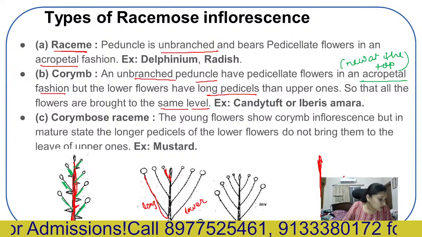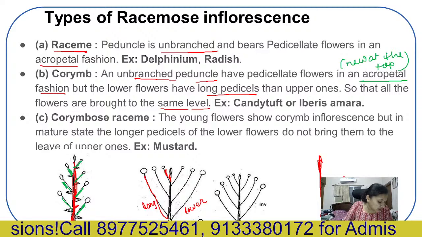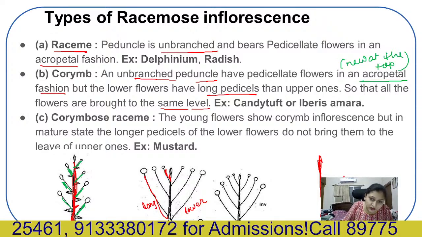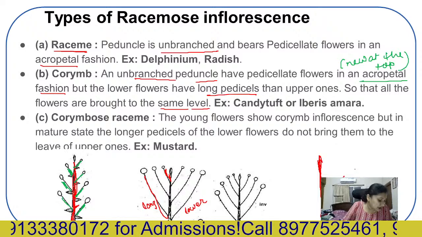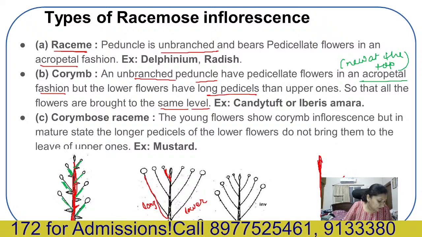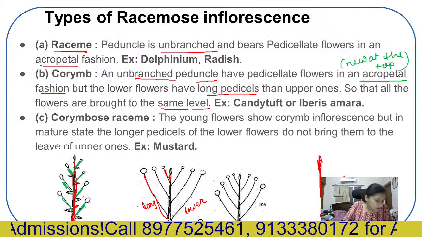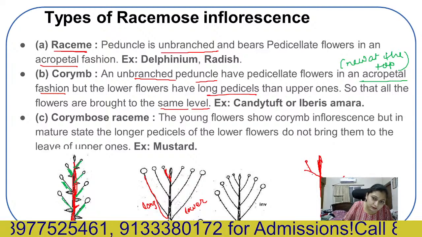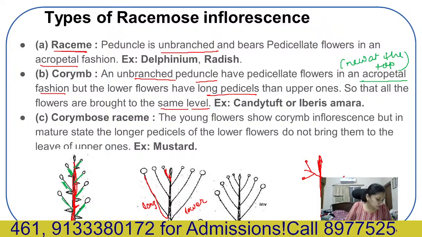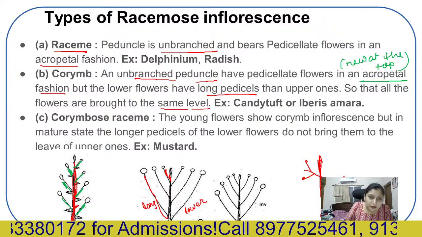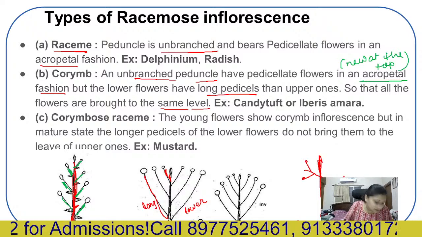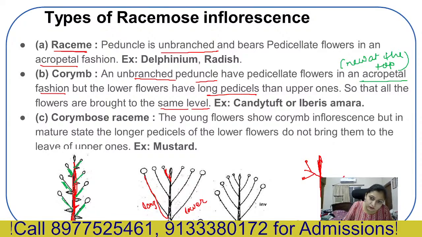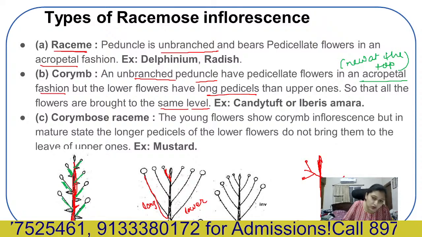Here, this is how it is branched. So in case of panicle, the peduncle is branched. And now pedicellated flowers are borne here. Pedicellated flowers, they are borne here. It is acropetal fashion only, but it is somewhat like a compound raceme. Compound raceme, it is also known as panicle.